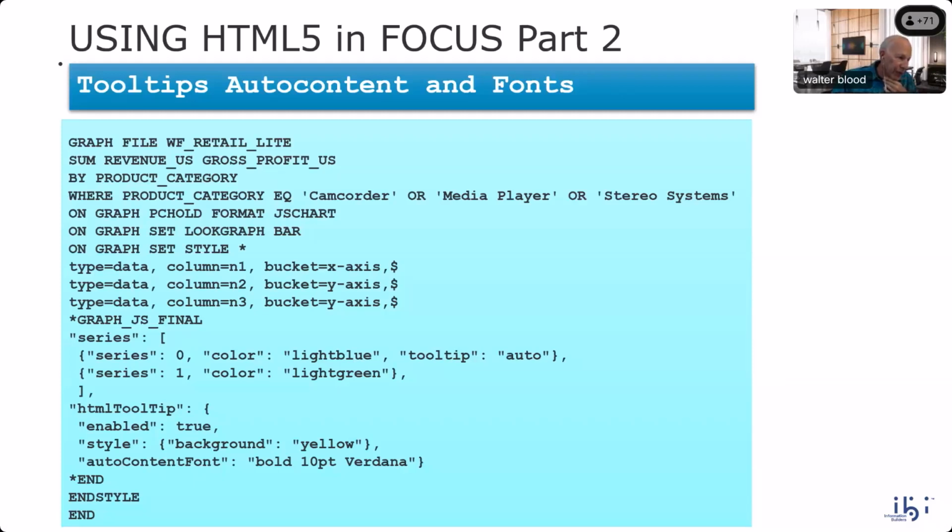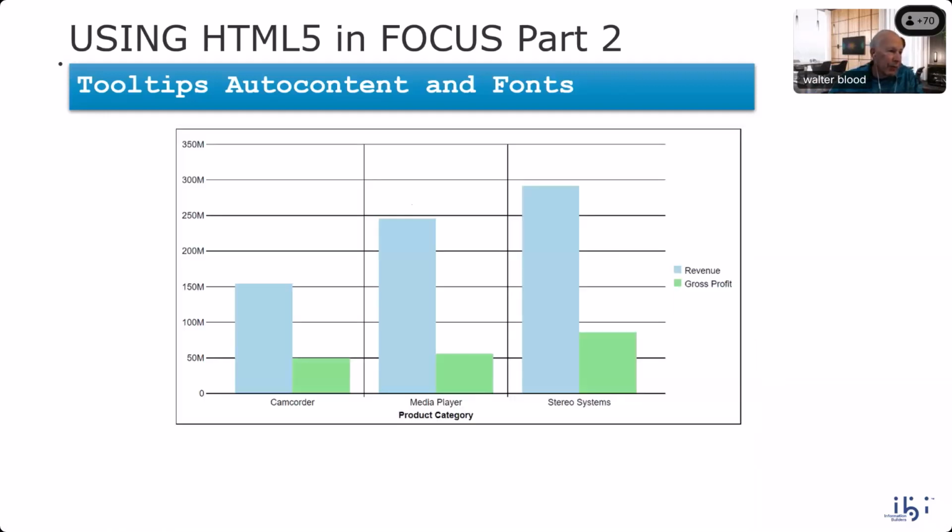You'll see again, I've enabled it. I'm working in this case with style. I've got a background that is going to be yellow. And I've got this auto content font set to bold 10-point Verdana. So I'm changing the weight, the size, and the font face all in one fell swoop. Right. Let's take a look. And once again, when I run my request, I get exactly what I expect.